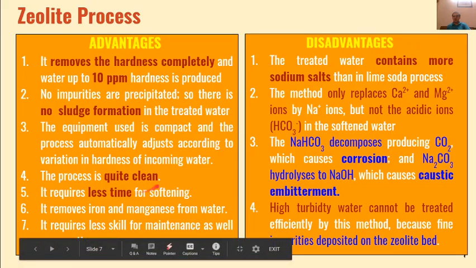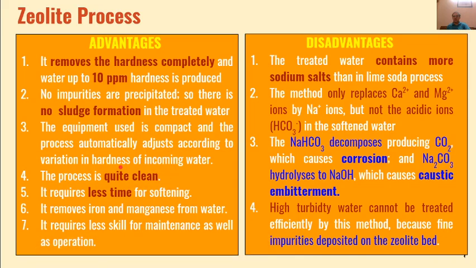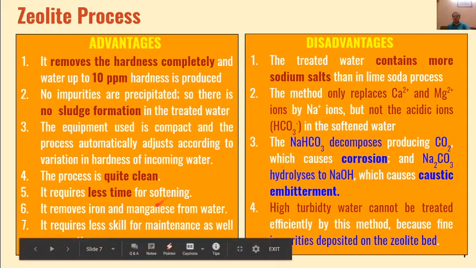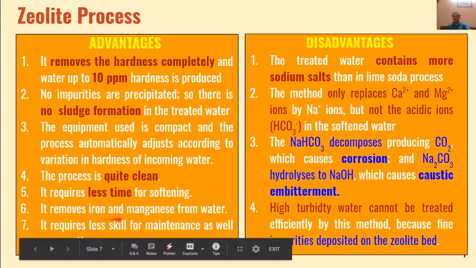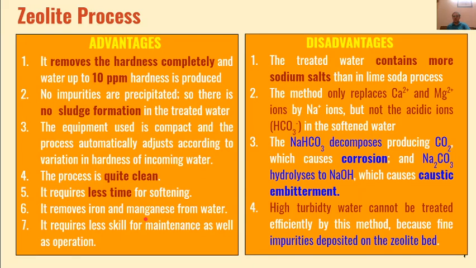Then the process is very clean. There are no side products, no sludge formation, no other impurity is formed. So that is why this process is very good. Then it requires less time for softening, and it can remove iron and magnesium from water also, because those two ions can also be exchanged. Then it requires less skill for maintenance as well as for operation of the process.